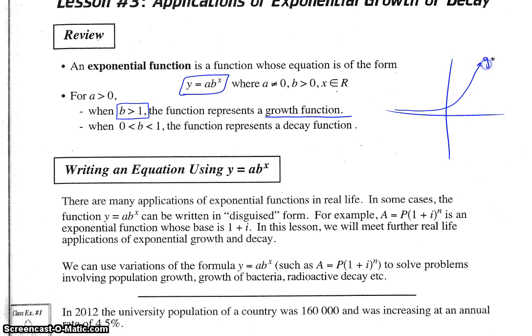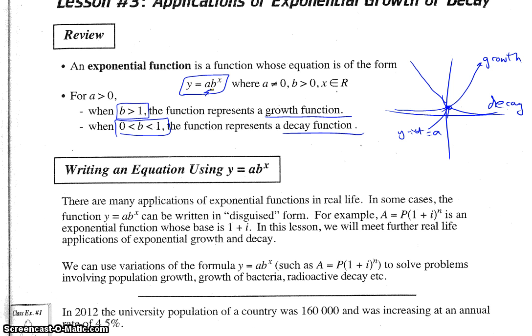So that was our growth function, and our decay function was when the base on our power was between 0 and 1. Sorry, messy graph. That's our decay function. And if you recall also, the y-intercept was equal to the a value from here. Okay, let's take a look at applying that to some real-life situations.